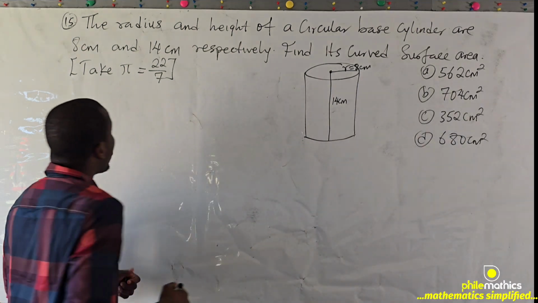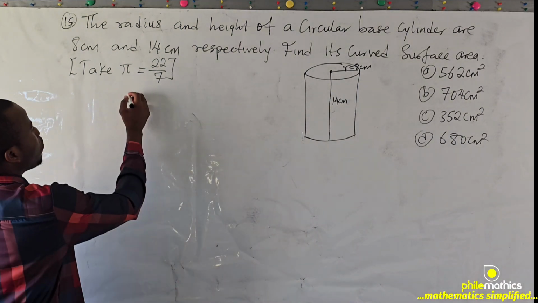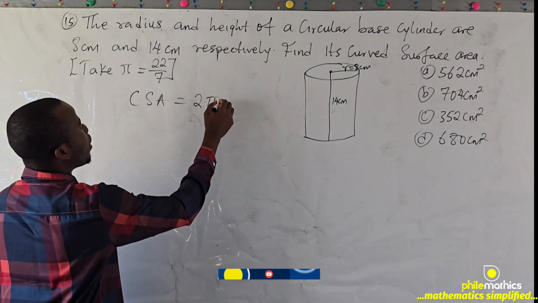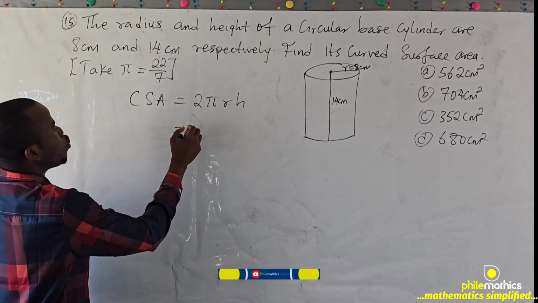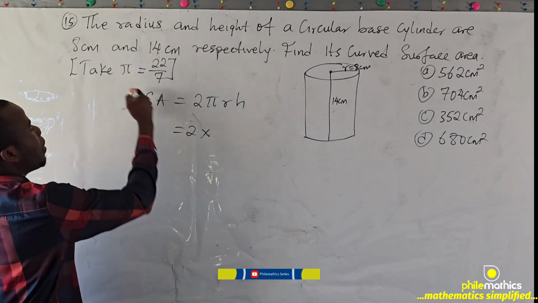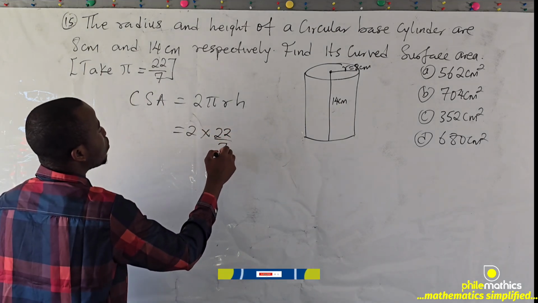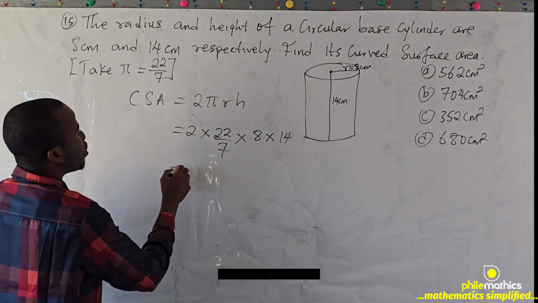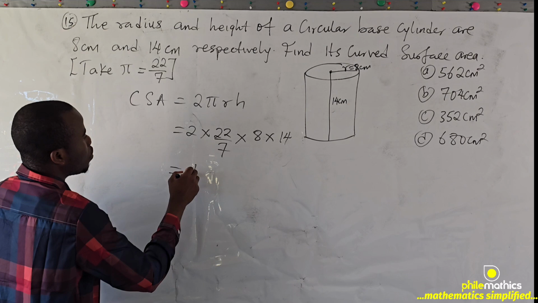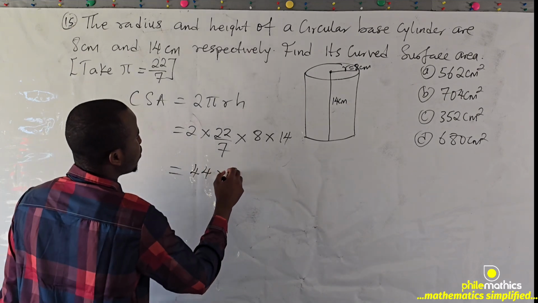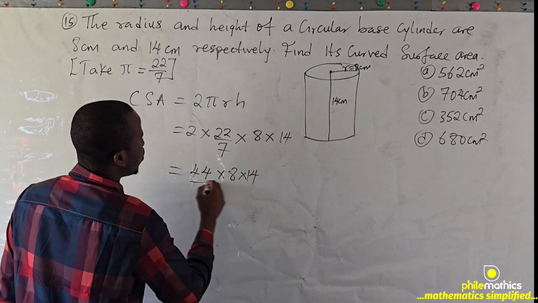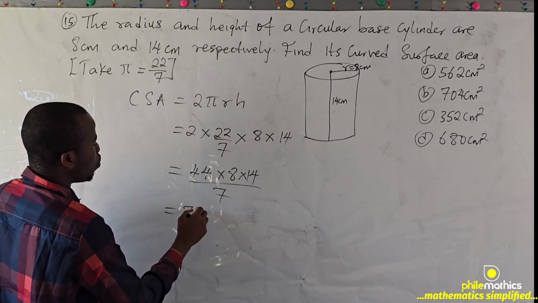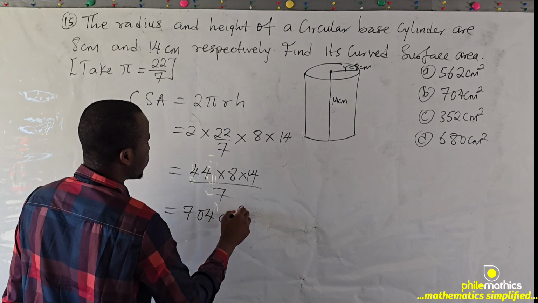It's just for you to recall the formula for curved surface area of a cylinder. Curved surface area is simply 2πrh. And so 2 times, we are asked to take pi as 22/7. Our radius is 8 and our height is 14. 2 times 22 is 44, times 8, times 14/7. If we multiply this and divide, we'll get 704 centimeter square.